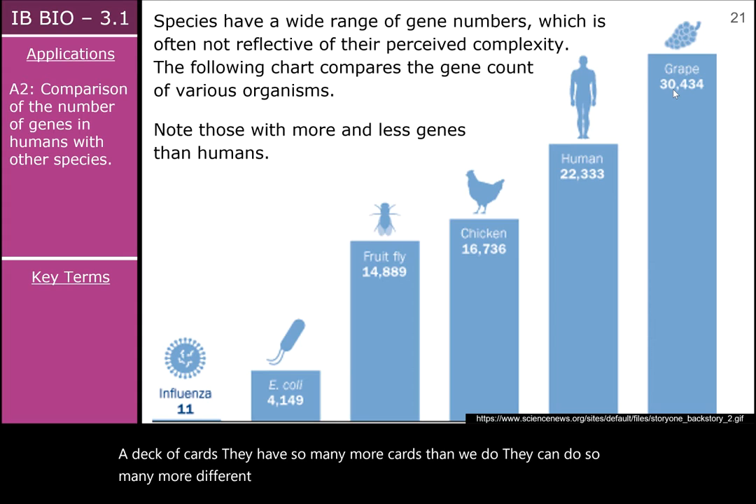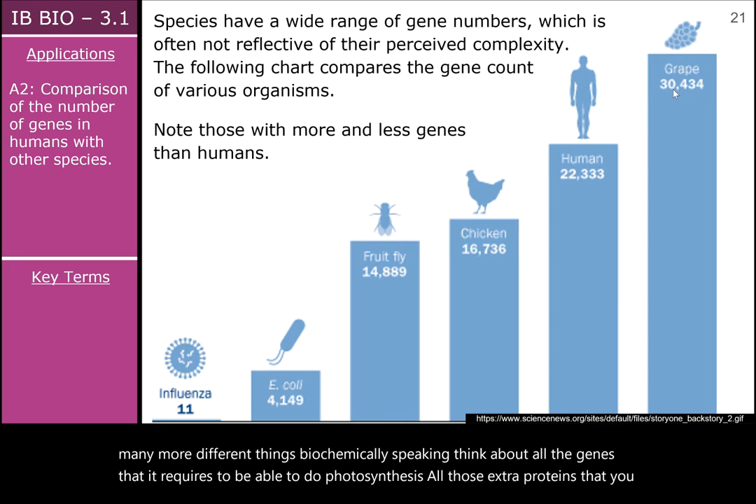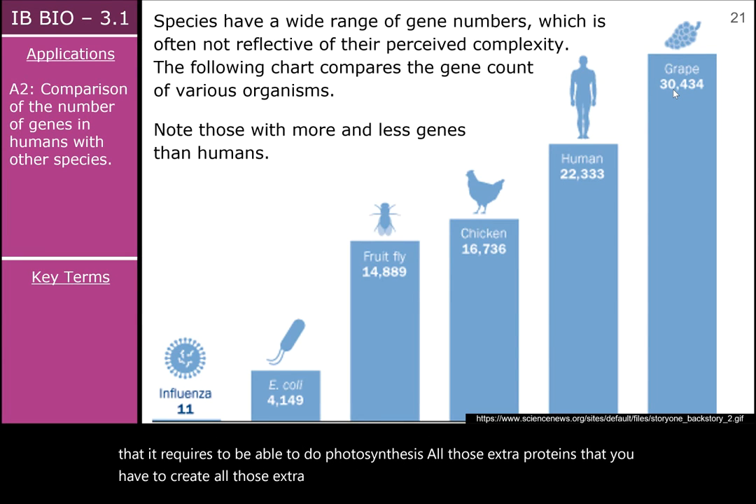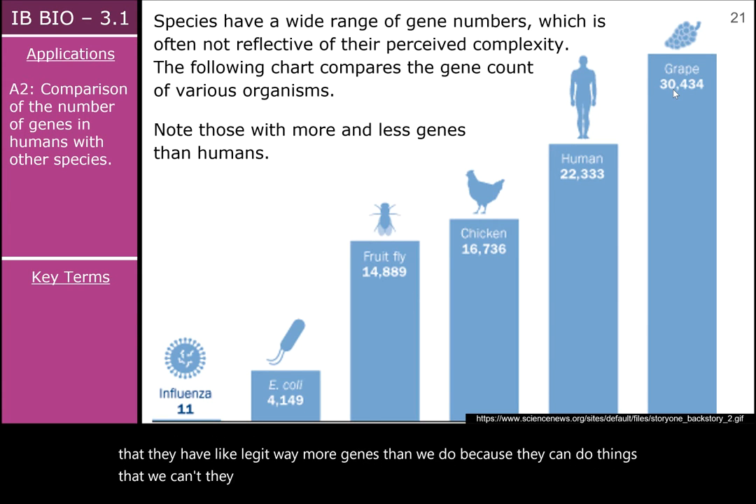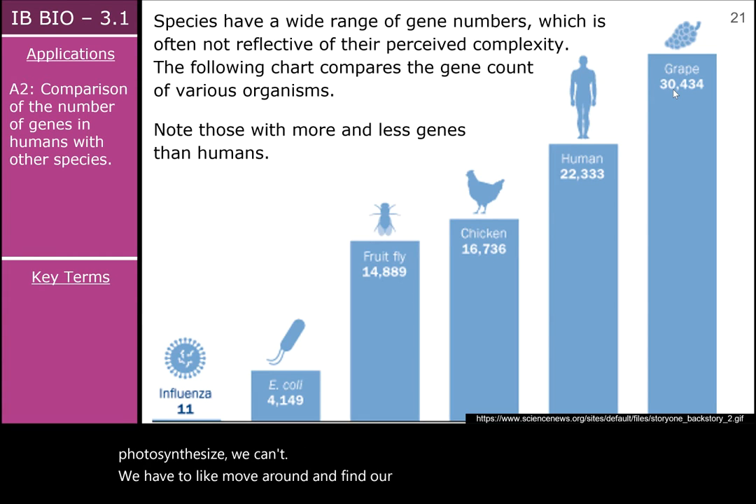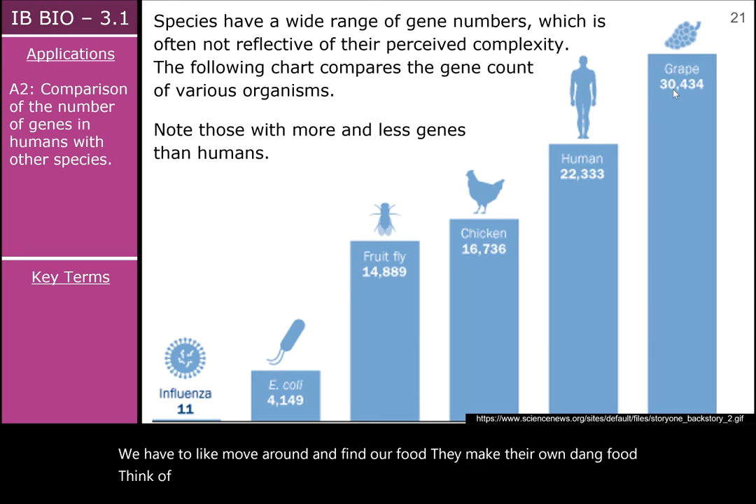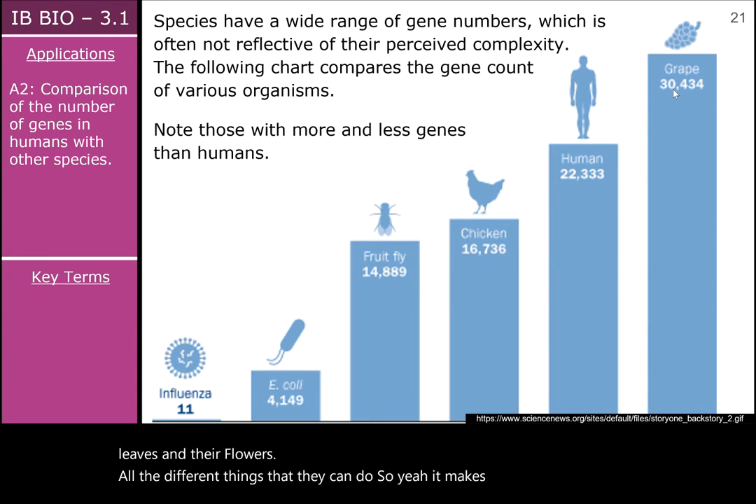Biochemically speaking, think about all the genes that it requires to be able to do photosynthesis, all those extra proteins that you have to create, all those extra metabolic pathways, right? So it's not crazy to me that they have way more genes than we do, because they can do things that we can't. They can synthesize amino acids. We can't. They can photosynthesize. We can't. We have to move around and find our food. They make their own food. Think of all the different chemical pigments that they make for their leaves and their flowers. All the different things that they can do. So yeah, it makes sense to me that they have way more genes than we do.